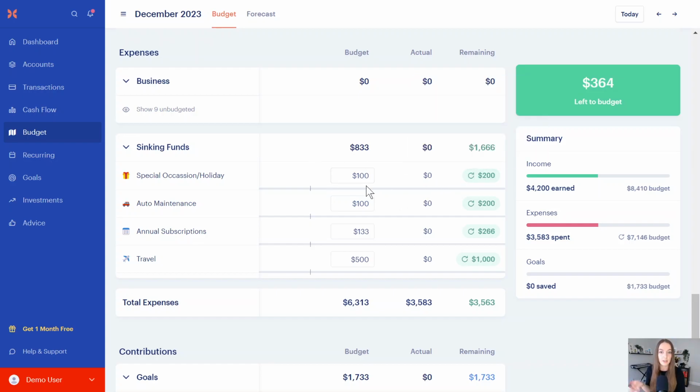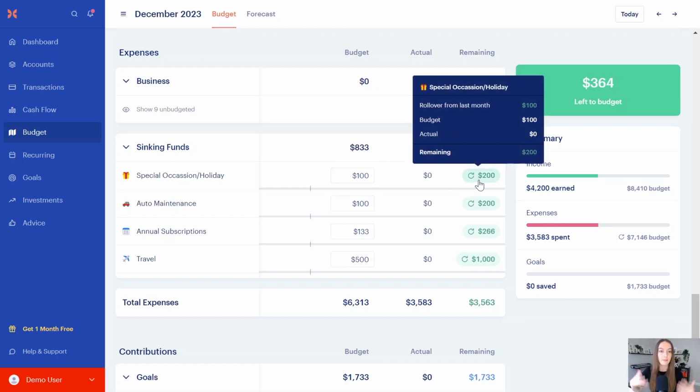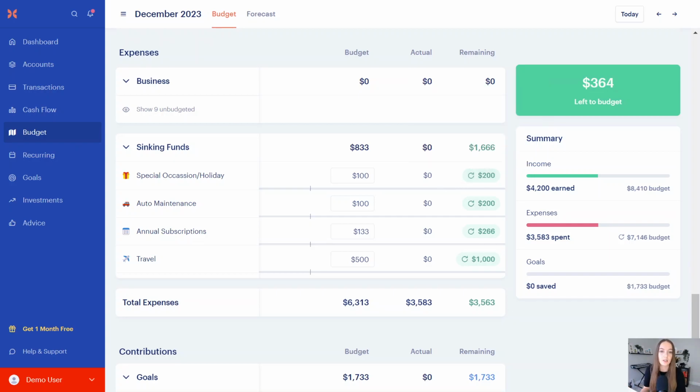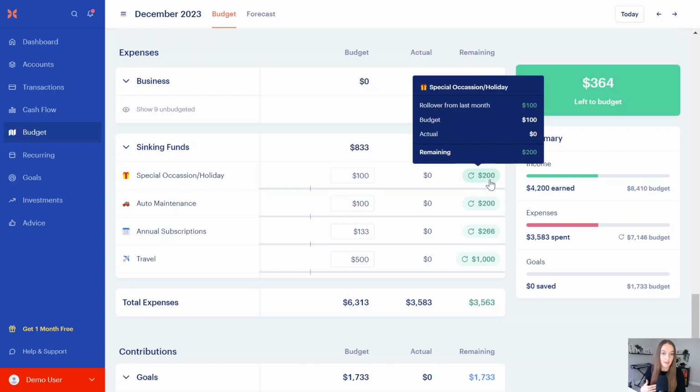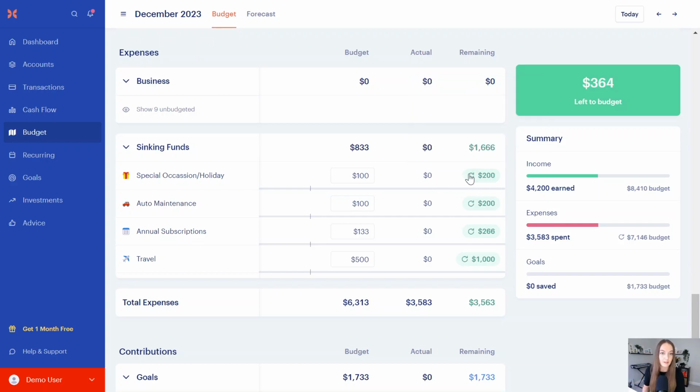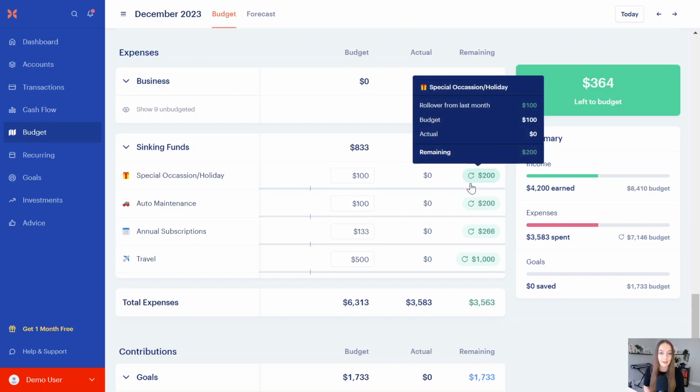As you can see, I budgeted $100 last month. I also budgeted $100 this month. So this month, I have $200 to spend on special occasions. If I had a transaction, this would go down, and so forth. And you can roll over negatives as well. If you spend over $300, then next month you'll see a negative $100 with a little rollover icon in here.